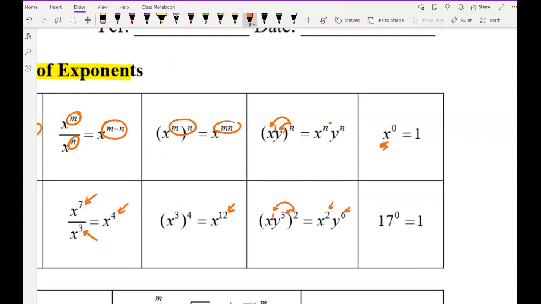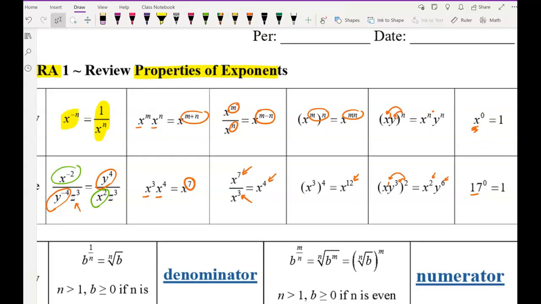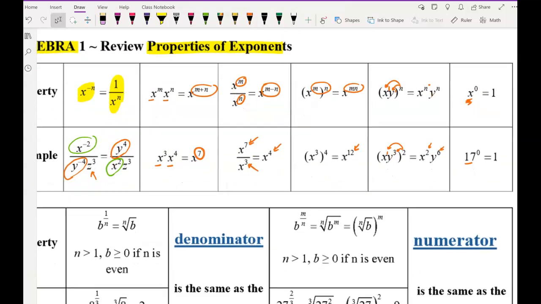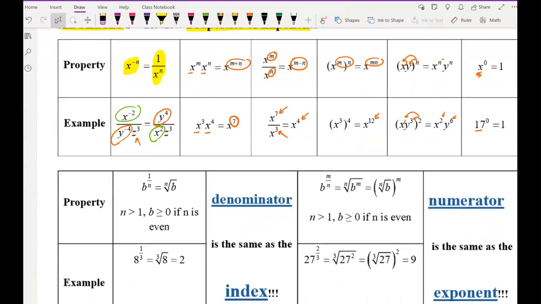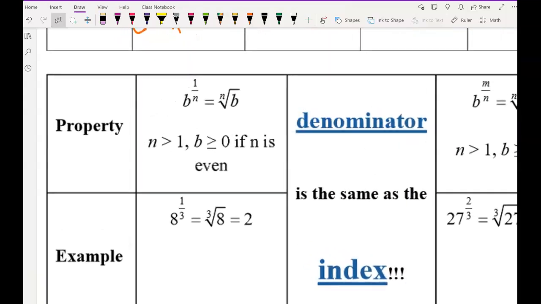Any number raised to the 0 power is going to be 1. So if you have 17 to the 0 is 1. If you have 1 million to the 0, it's still going to be 1. So those are just a quick review of Algebra 1 properties that we are supposed to still know from Algebra 1. So some properties of rational exponents, okay? So make sure we look at this really carefully.